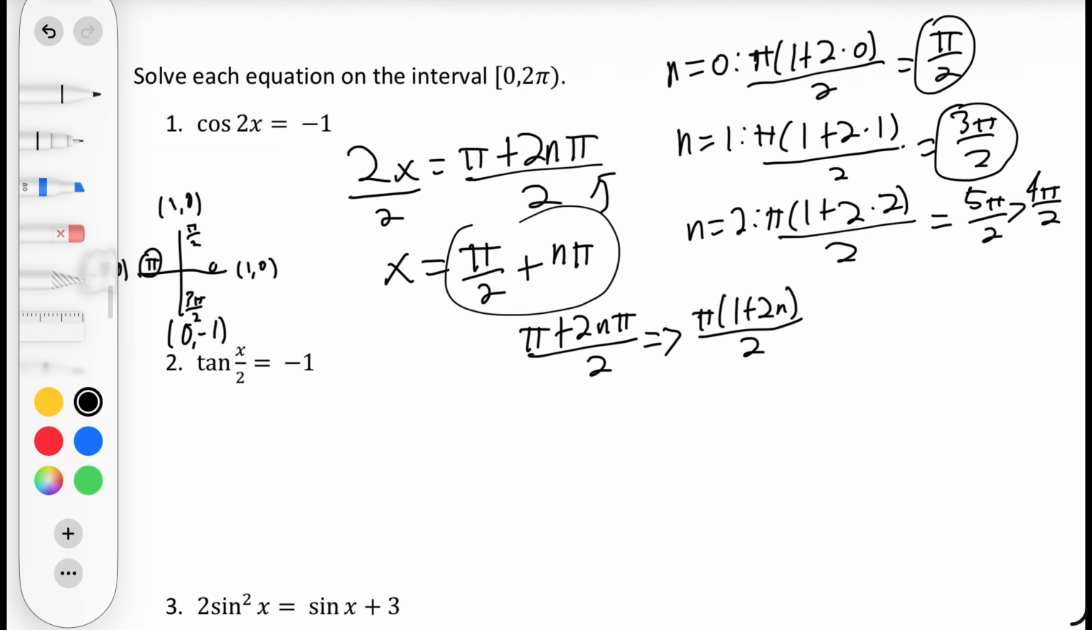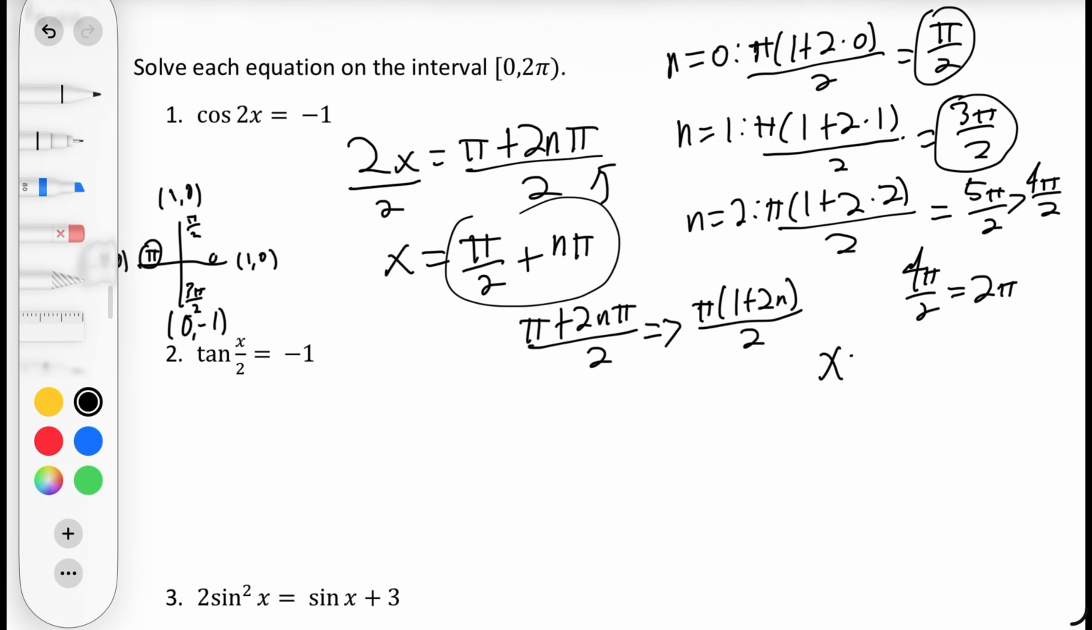Because 4 pi over 2 equals 2 pi, and 5 pi over 2 is greater than 2 pi. So our x's would be pi over 2 and 3 pi over 2. And that is all.